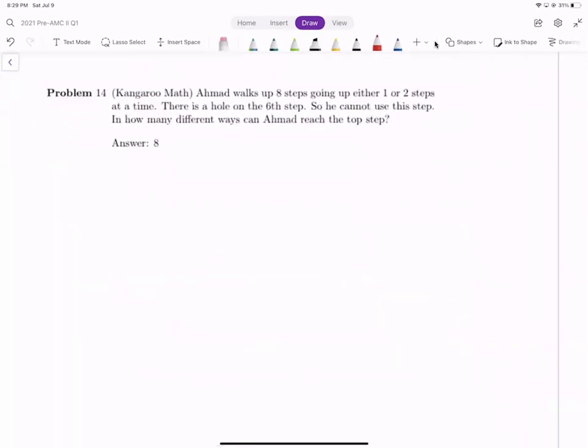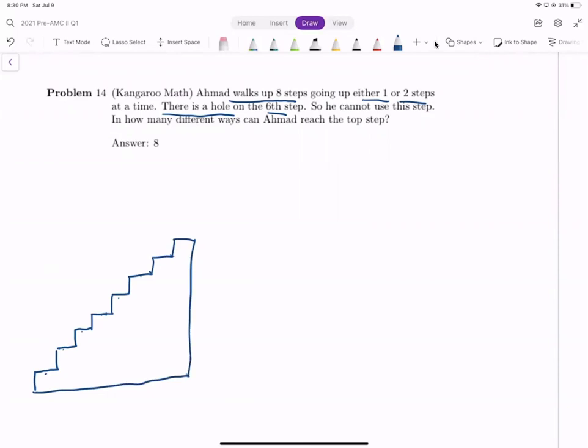Question number 14. Ahmad walks up 8 steps, going up either 1 or 2 steps at a time. There's a hole on the 6th step, so he cannot use that step. In how many different ways can Ahmad reach the top step? Okay, so here we have 8 steps, right? Step 1, step 2, 3, 4, 5, 6, 7, 8, right?